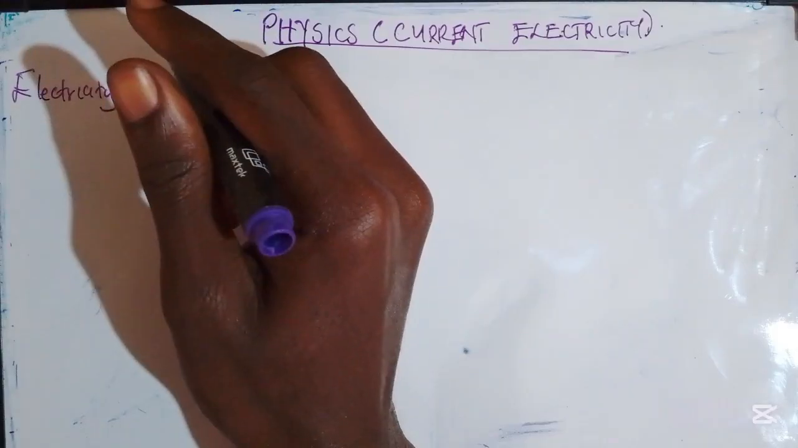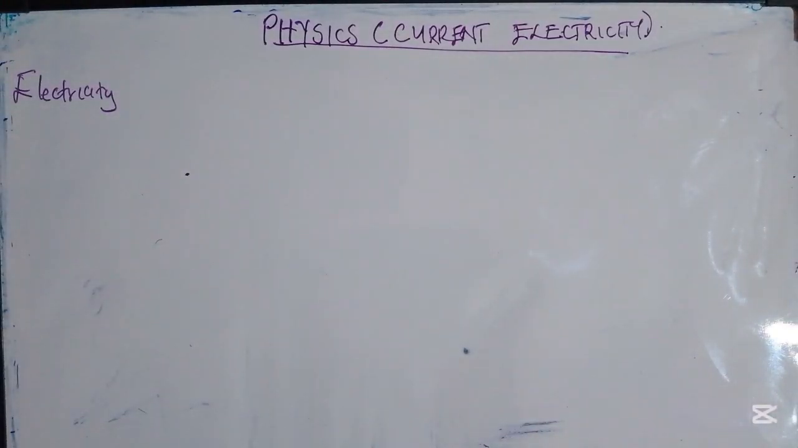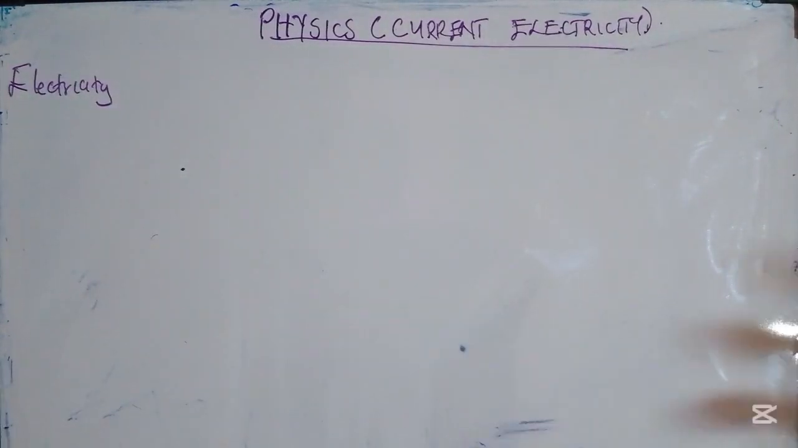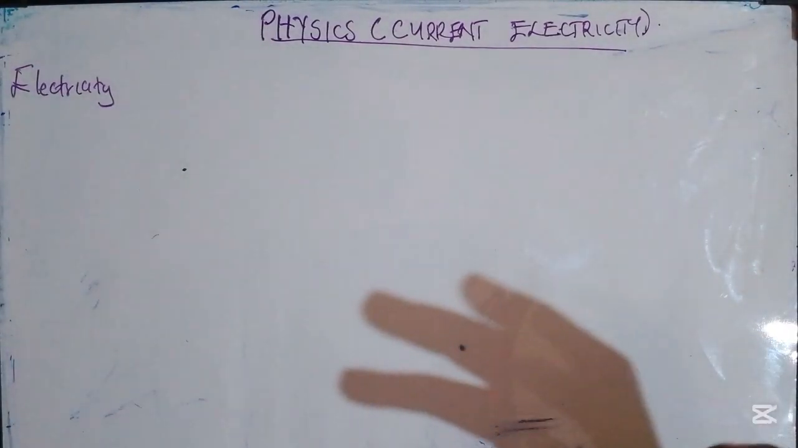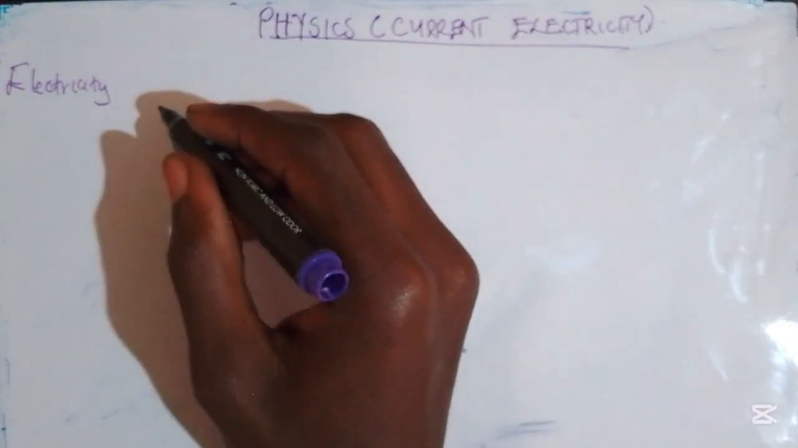Electricity is just the form of energy which results from the presence of flow of electrical charge. When electric charges are moving, as they are moving, they produce what is known as energy, which is called electricity, which powers everything around us: TVs, computers, your phones, everything.